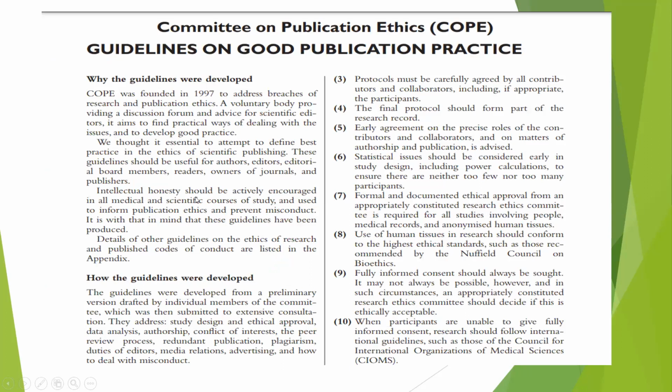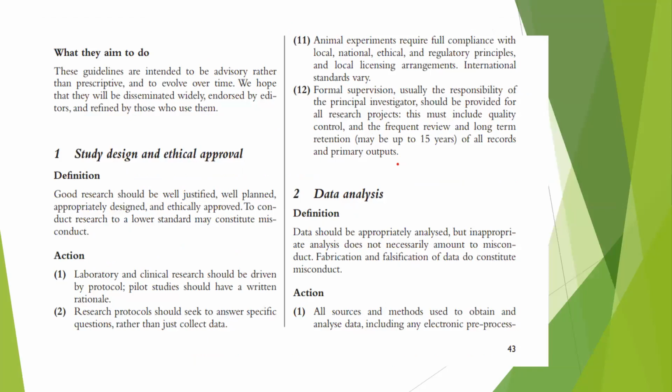I will not read each and everything, but some of them, on how they have been developed. A lot of meetings and discussions were done by these editors, academicians and scientists, and through a lot of discussion they developed these guidelines in 1997. The details of other guidelines and the ethics of research are published, and codes of conduct are already listed on the site of COPE. So you can just go to Google and type COPE, Guidelines for Good Publication Ethics, or the Committee on Publication Ethics. You will get all these guidelines immediately. So the aim is, of course, to avoid wrong practices or misconduct in research.